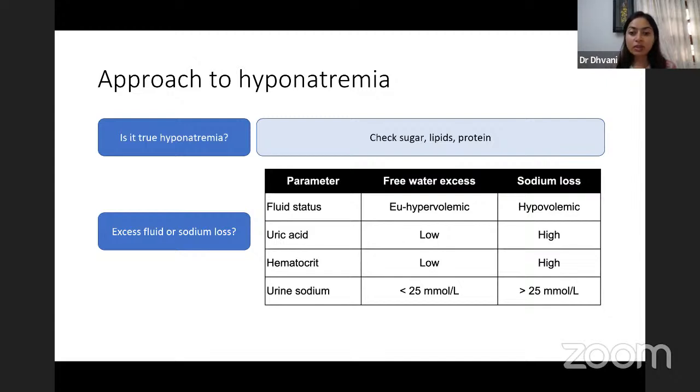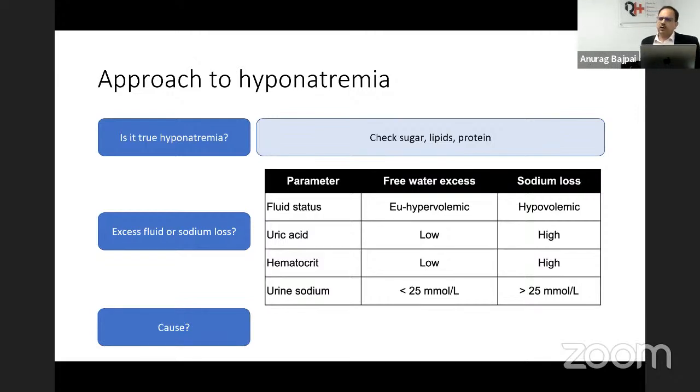Uric acid is low in free water excess and high in sodium loss. Similarly, hematocrit is low in free water excess and high in sodium loss. Urine sodium is low in free water excess and high, more than 25, in sodium loss. So clinically, was she euvolemic, hypovolemic, or hypervolemic? Because volume is the most important thing to look at in hyponatremia. What do you think clinically she was?